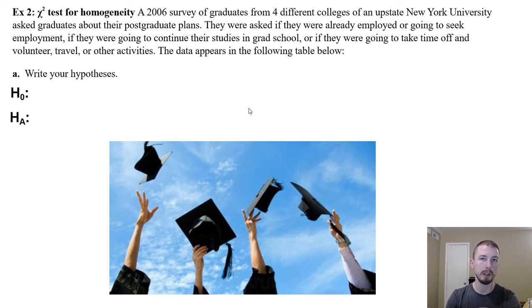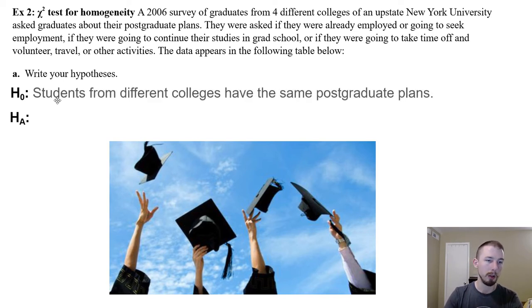So our null hypothesis is that it's going to be homogeneous, meaning their choices of what they're going to do after they graduate is independent of what their college, or basically what field of study they were involved in, will be a good way of thinking of that. So that would be our null hypothesis.